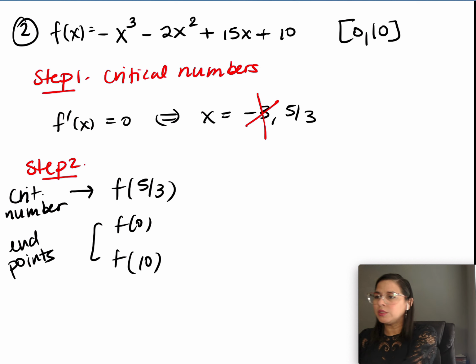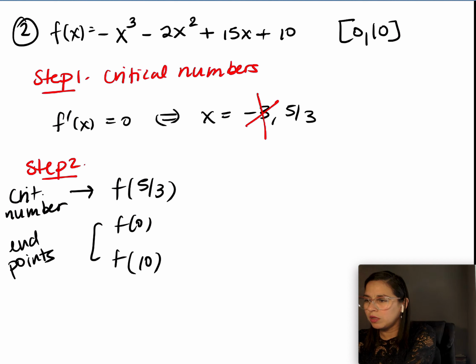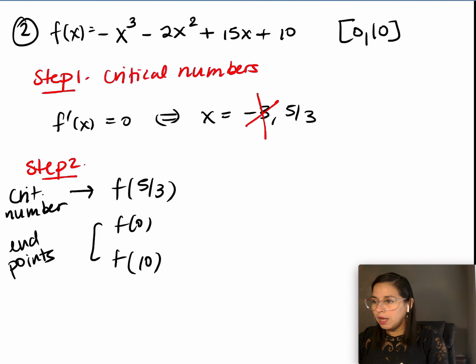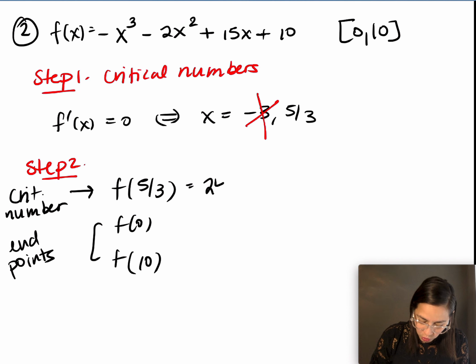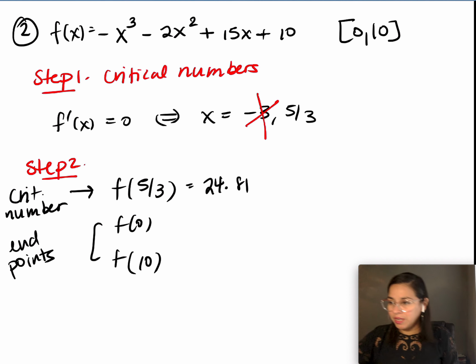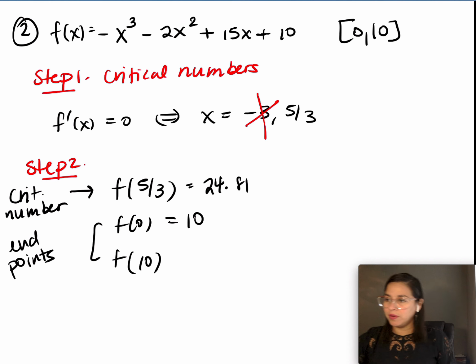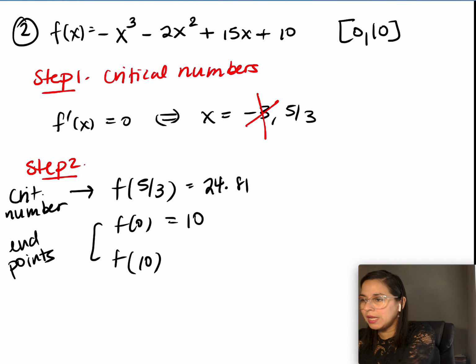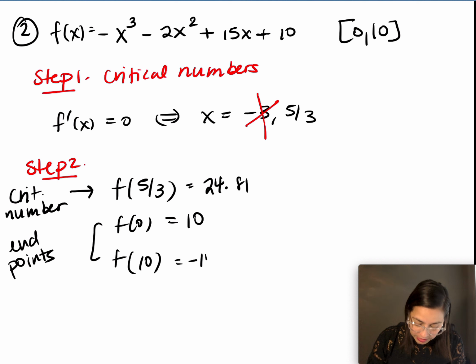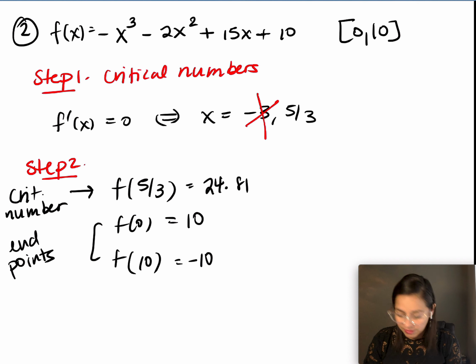Okay, so here we go. We do f of 5/3. I get 24.81. If I do f of 0, I get 10 obviously. But if I do f of 10, I get negative 1040.